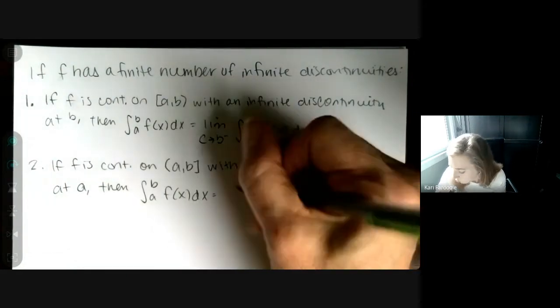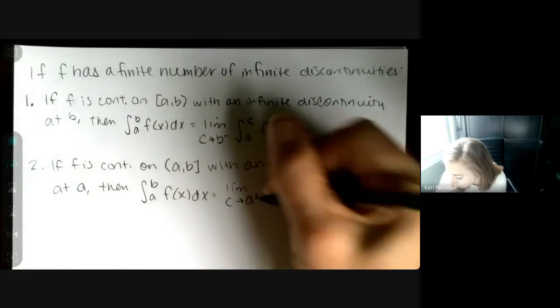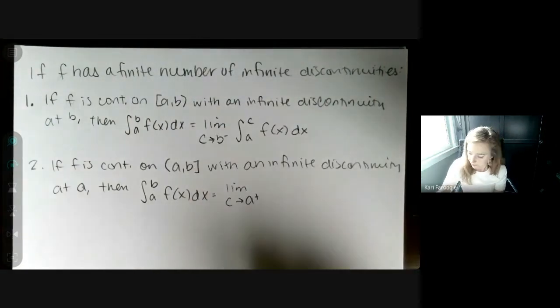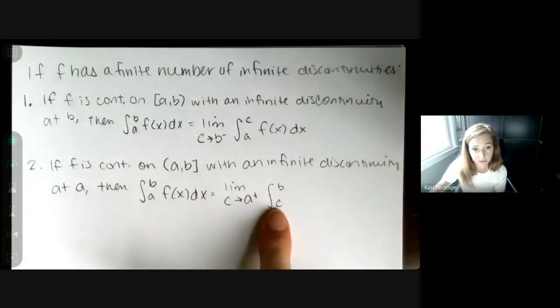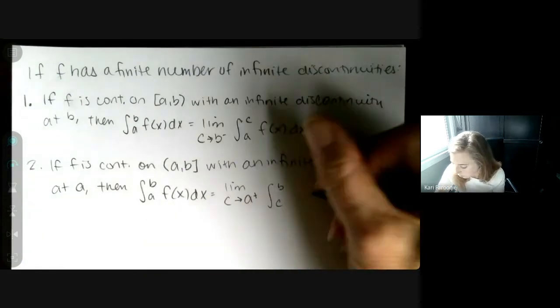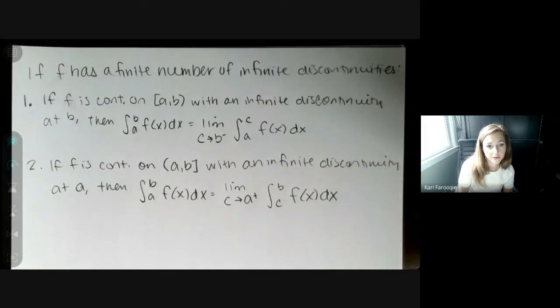This time we're going to replace a with c, and we're going to approach a from the right. And then, of course, a was on the bottom, so we're going to switch that out with c on the bottom, which I know seems weird if you're thinking about this alphabetically. You're going to pick your own variable anyway. All right, so that's what we're going to do there.